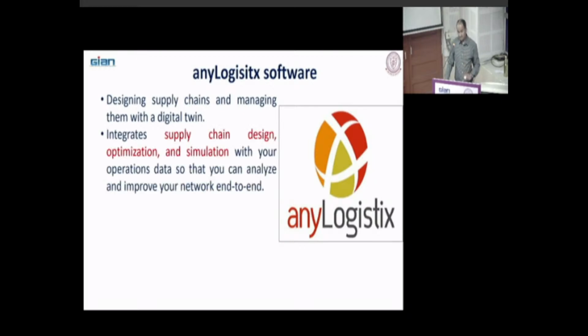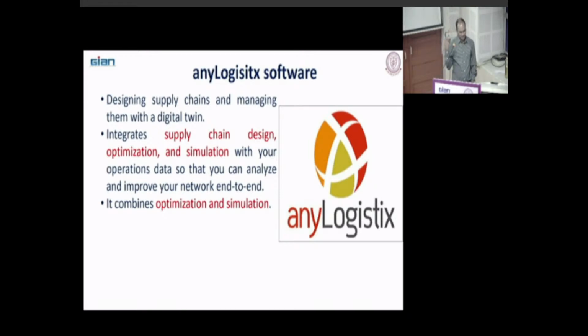It integrates supply chain design, optimization, and simulation with your operations data so that you can analyze and improve your network end to end. What is the beauty of this tool? Does anybody know? Who uses Arena, Stella? Am I right? Can you do the optimization in those modeling tools? Is there any tool available where you can do optimization and simulation together? As per my knowledge, except AnyLogistix, I don't know.